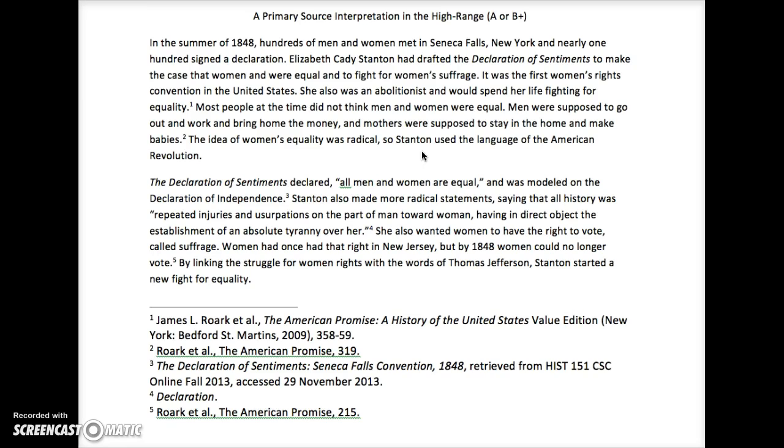Hopefully, this is in some way useful for you. I'll put up these three examples of high, medium, and low primary source interpretations in course documents. Enjoy!